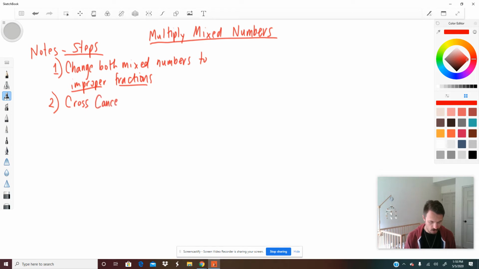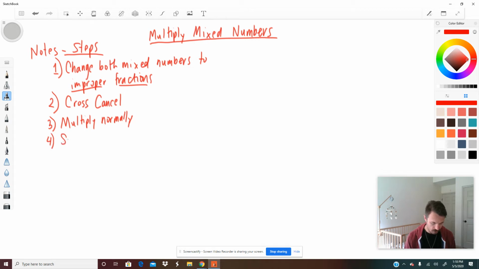Step 2, cross cancel. And that is what we learned on Monday. We learned how to simplify our answer before we even get our answer. We do that with cross canceling. Step 3 is multiply normally. And multiply normally means multiply your numerator times your numerator and your denominator times your denominator.